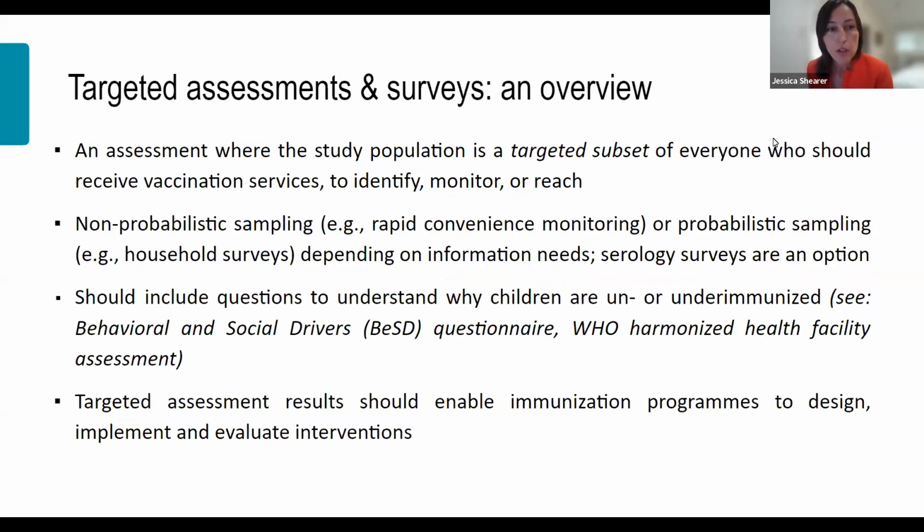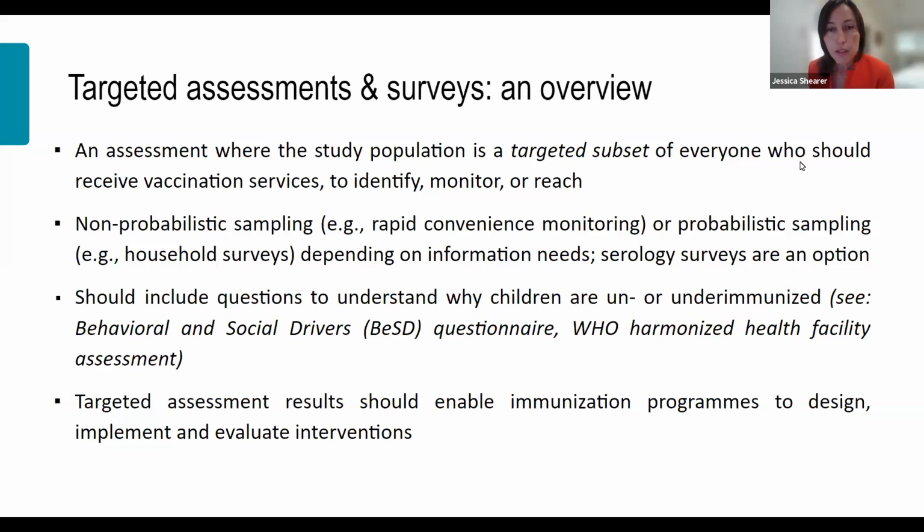So targeted assessments and surveys can use non-probabilistic sampling approaches, such as rapid convenience monitoring. They can also use probabilistic sampling approaches, and we'll cover some of those as this webinar continues. The choice of approach depends on your information needs as decision makers, as managers in health systems, or as healthcare workers. We also note here that serology surveys are an option. In some of the settings where zero-dose children live, particularly conflict settings or settings of rapid urbanization, vaccine cards may not be available during surveys, and more often we're seeing sero surveys being used in these cases.